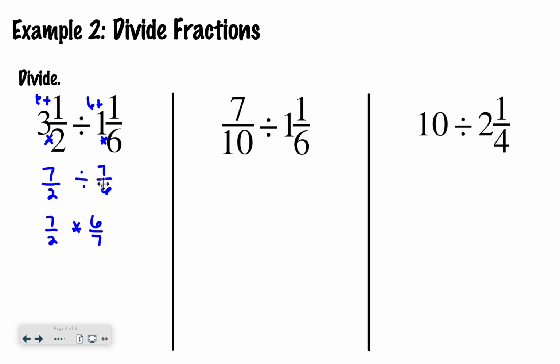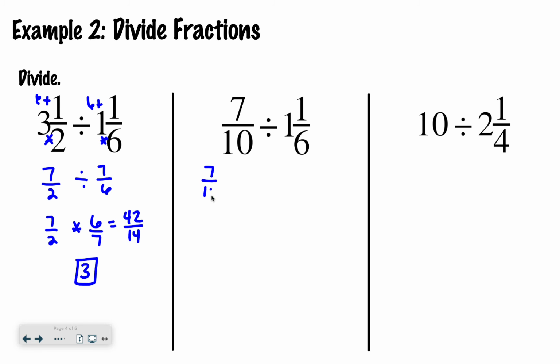So I'm sorry if the keep, change, flip song is now stuck in your head, but it is helpful. So you can either multiply across or you can reduce first and then multiply, your choice. So if I do 7 times 6, I get 42 over 2 times 7 is 14. 42 divided by 14 ends up being a nice whole number. That is 3. Okay. Then let's move on to the next one.